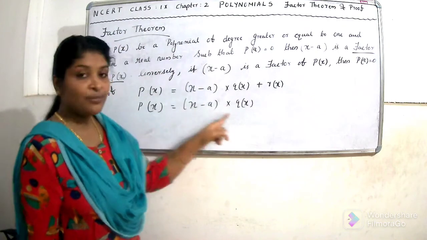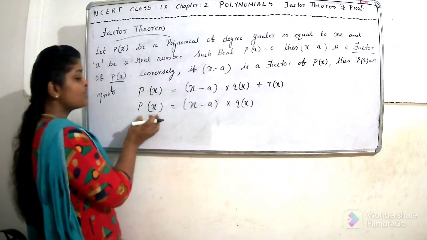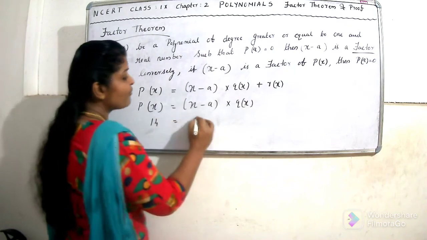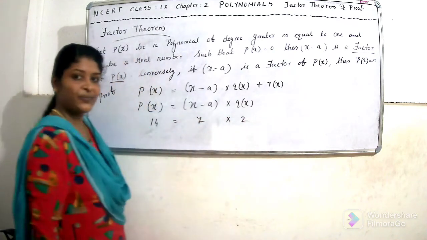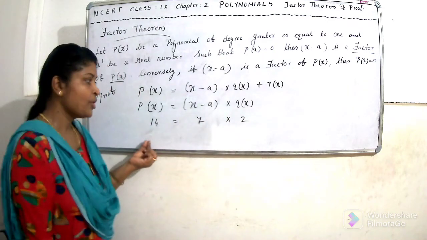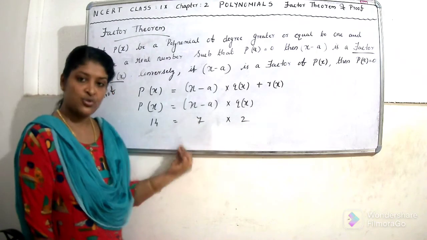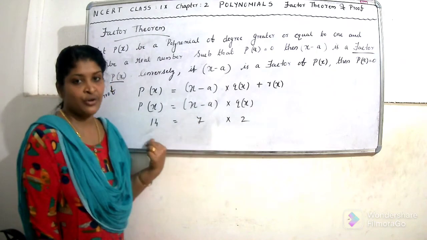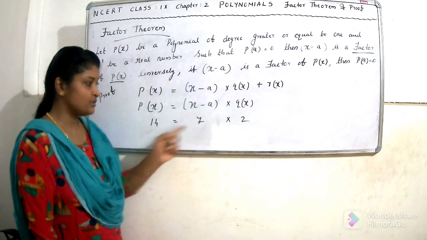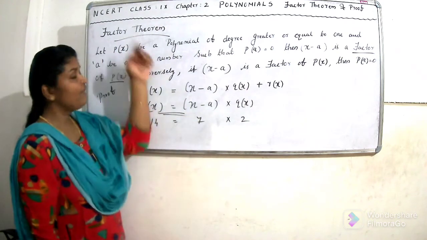Here this is in product form. Suppose, instead of P of x, just for understanding, I am taking 14, and that is the product of 7 and 2. The remainder is 0, because these two numbers exactly divide 14. So 7 and 2 are the factors. 7 is a factor of 14, and 2 is also a factor of 14. I wrote these numbers only for understanding. Actually this is the proof for the factor theorem.